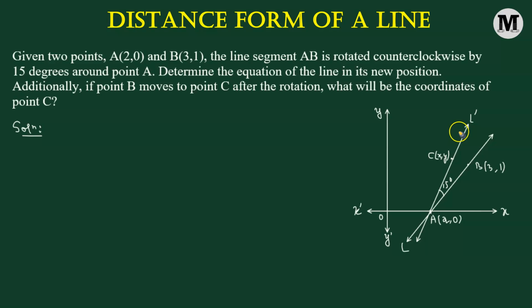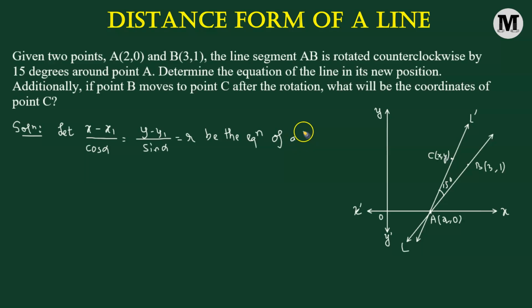Okay, so how shall we approach this problem? Now clearly, what we can do here is we can use the distance form of a line. We know that the distance form of a line is given by, let us consider that (x minus x1) divided by cosine of alpha equals (y minus y1) divided by sine of alpha. So let's say this is equal to r, be the equation of the line. So this is referred to as the distance form of a line. So this is the equation of a line, the line whose equation we need to determine.